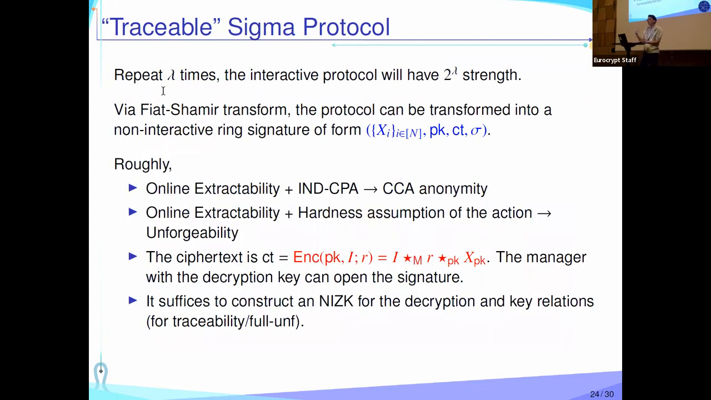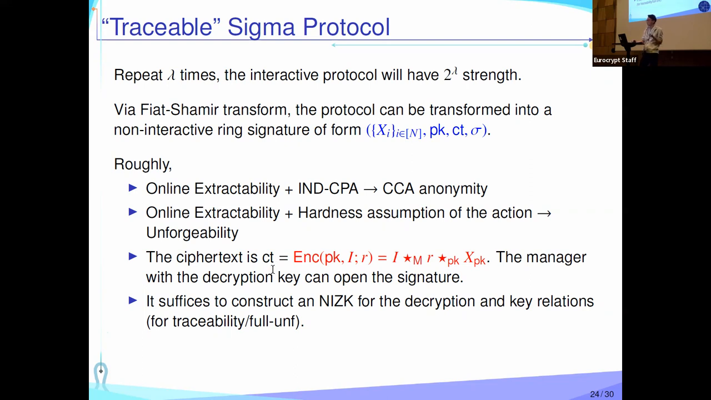And I'll repeat the Sigma protocol we mentioned before, lambda times. The interactive protocol will have 2 to the lambda security strength. And by using the Fiat-Shamir transform, it can be non-interactive. For the proof, roughly speaking, the extractability and IND-CPA will give us CCA anonymity. And with a hardness assumption of the group action, it gives us unforgeability, but not the full unforgeability.